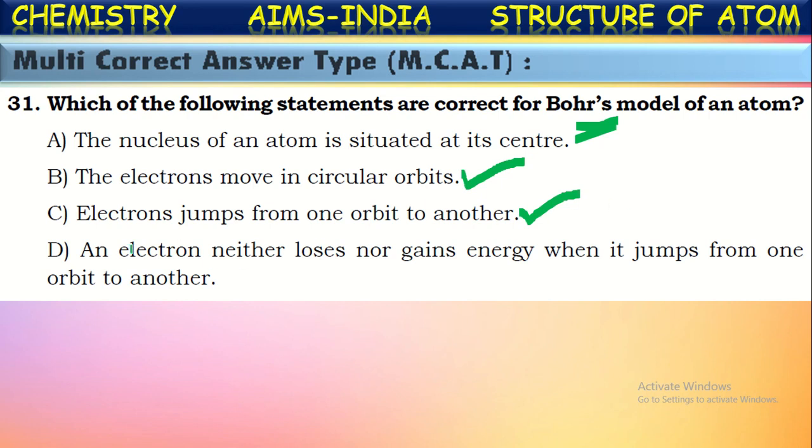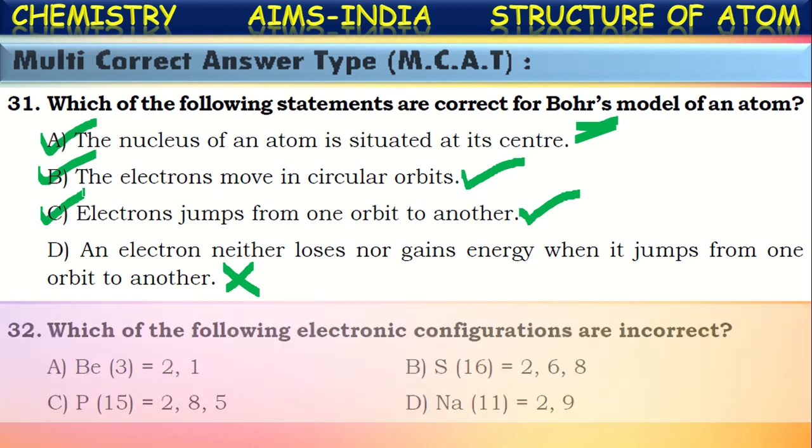An electron neither loses nor gains energy when it jumps from one orbit to another orbit. This is incorrect, isn't it? Because electrons jump from one orbit to another only when energy changes occur. If electrons gain energy, they jump to higher orbits. If they lose energy, they jump to lower orbits. So energy changes occur when electrons jump from one orbit to another. So this statement is incorrect. So these three are correct statements about Bohr's model.